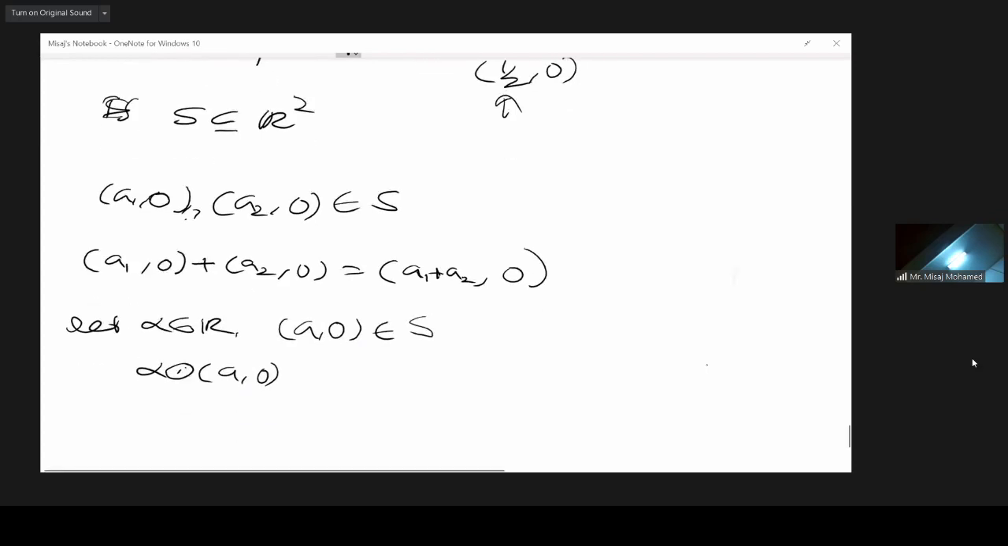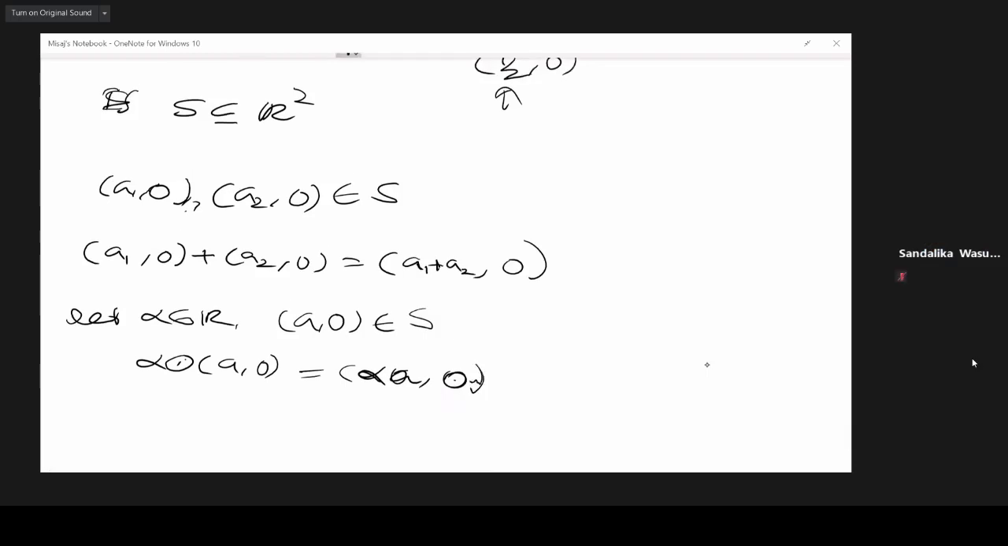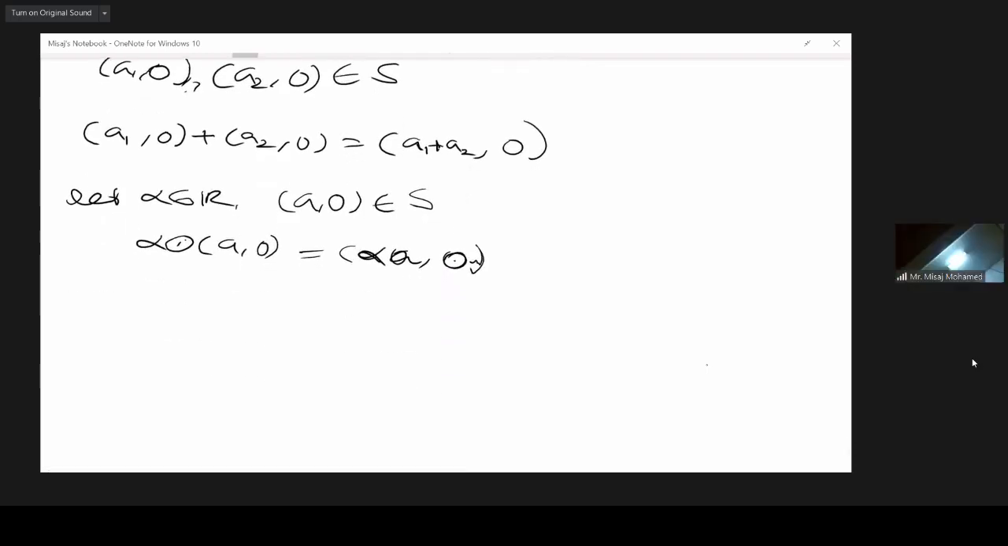S. So then this is alpha 0, sorry, alpha A. Alpha 0 is 0 ne? Alpha times 0 is 0 ne? Yes, sir. Right. Is this the element of S? Yes, sir. Scalar multiplication එකත් හරි.